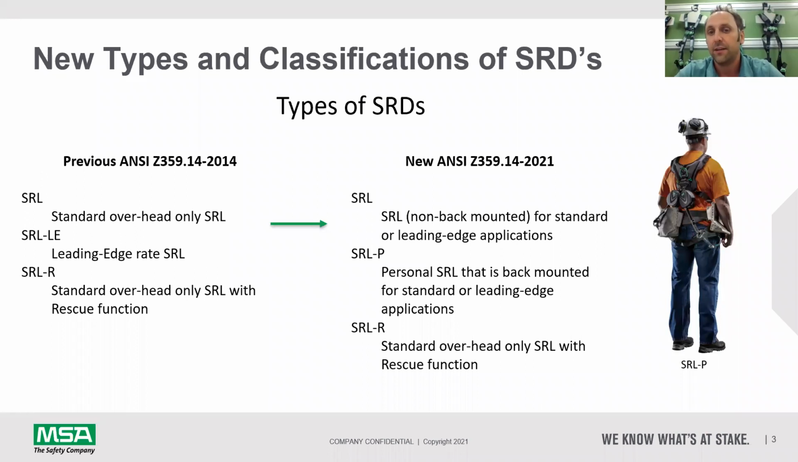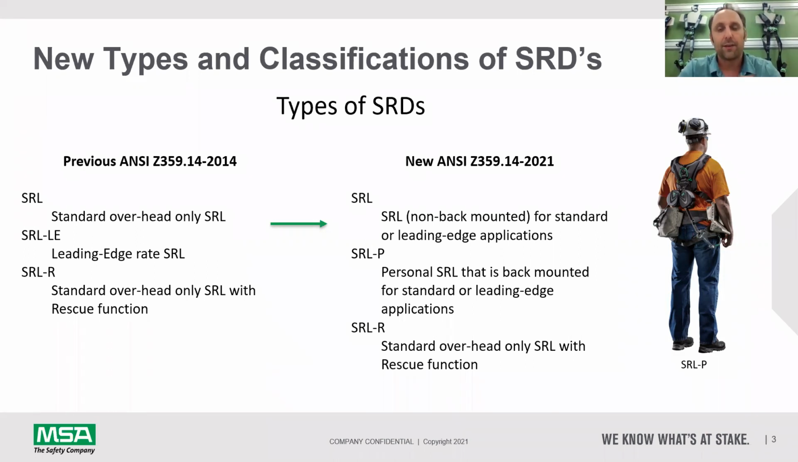That's an SRL. The newly created SRL-P is the personal PFL, personal fall limiter. That's the smaller devices that you wear on your back. There was an appreciation from ANSI that, about 10 years ago, you really saw the proliferation, the growth of the PFL as it replaced the 6-foot standard shock absorbing lanyard. And so it was decided that we needed to create a type of SRL to describe the small personal fall limiter, for reasons which I'll get into. And then finally, the rescue SRL stayed the same.